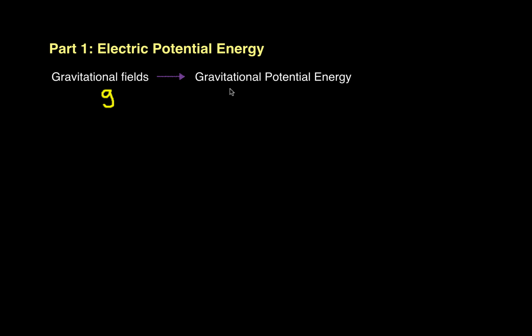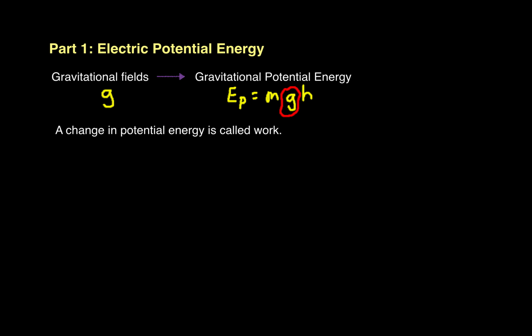Recall from Physics 20 the formula for gravitational potential energy is EP equals mgh, where m is mass, g is the gravitational field, and h is how high you've lifted the object. So you can see that gravitational fields are contained in the gravitational potential energy formula. A change in potential energy is called work. We would write this as change in energy equals work.